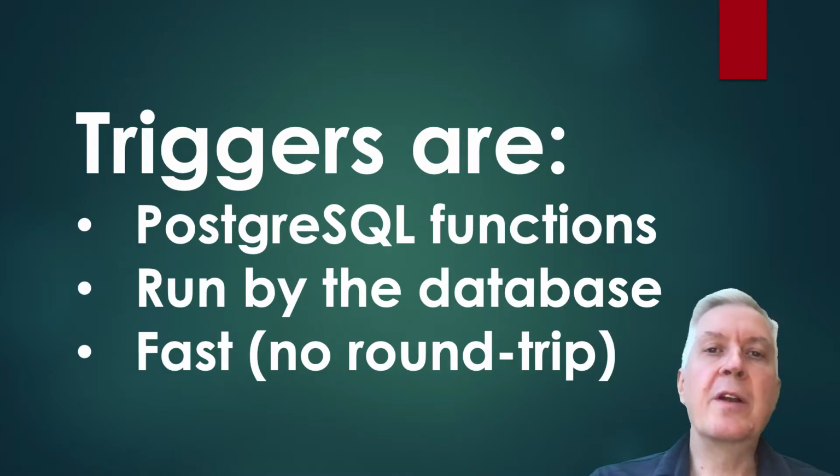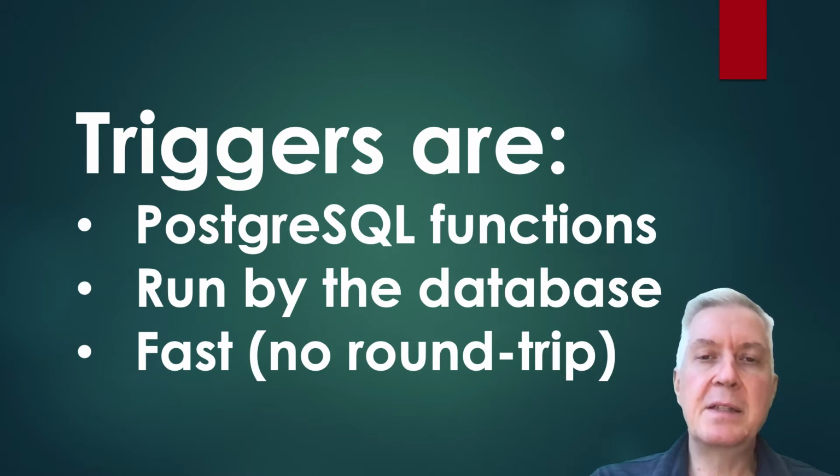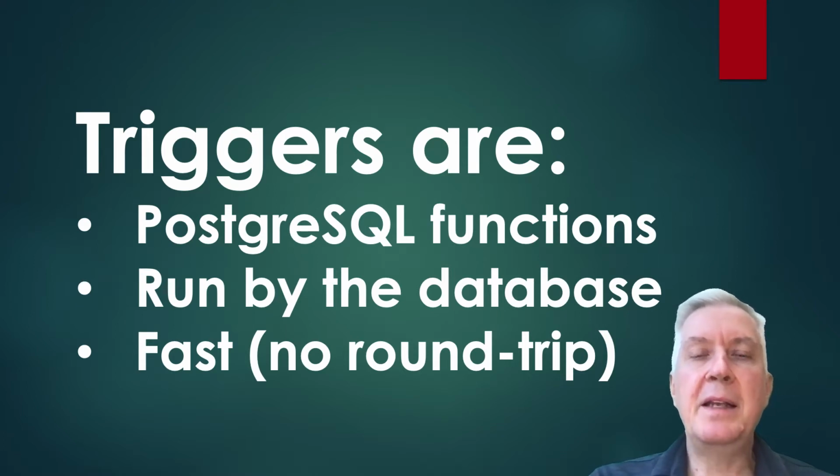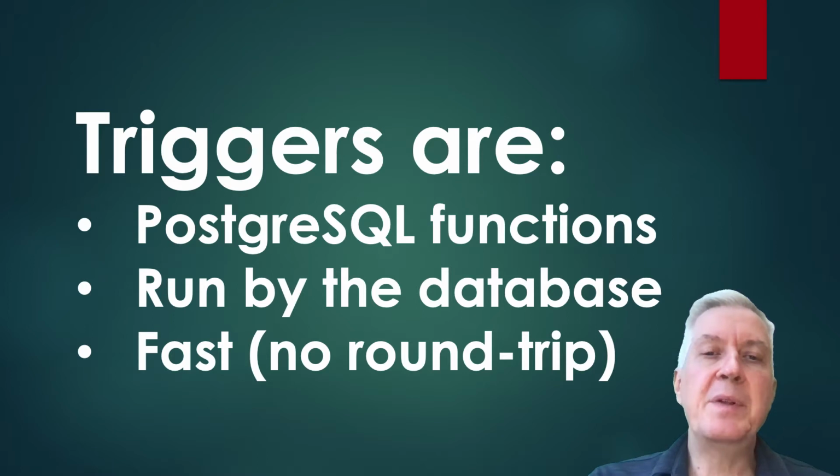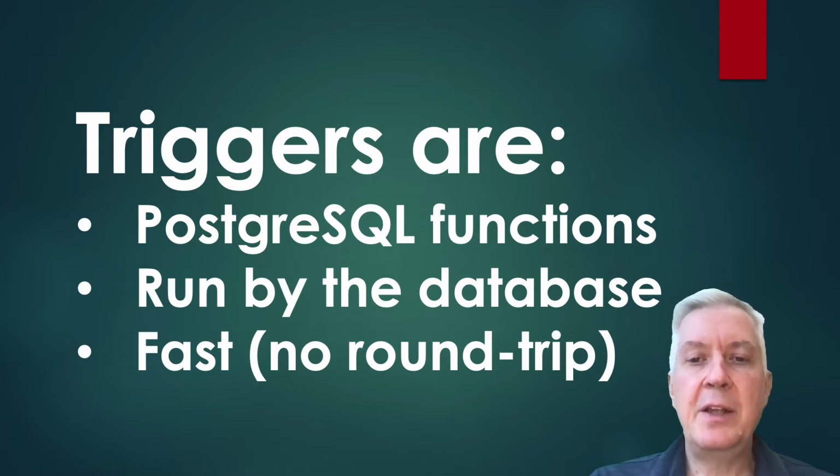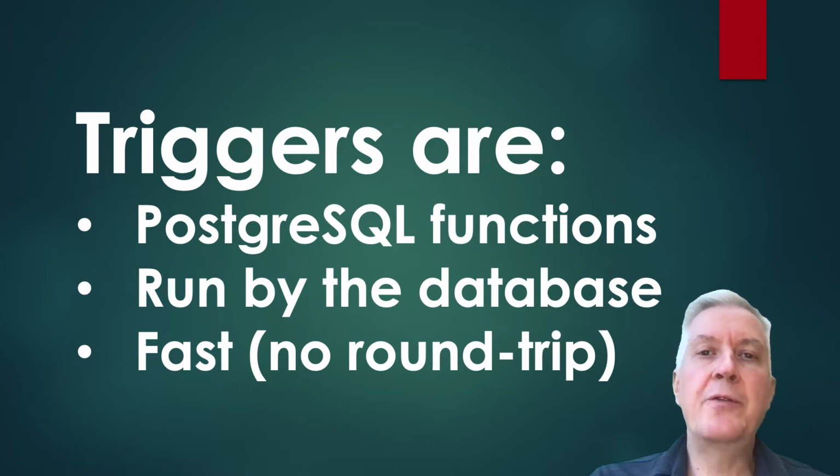Okay, so what are triggers? Triggers are PostgreSQL functions that are run by the database, and they're run according to events: insert, update, delete events. So they happen automatically when something else happens. So if you insert a record into your database, your insert function runs. They're super fast because there's no round trip.